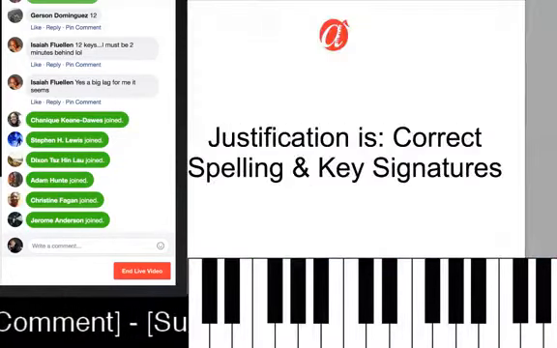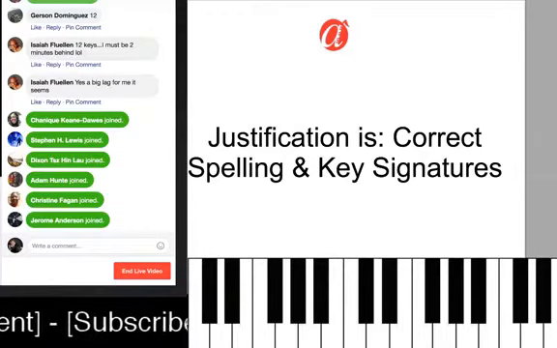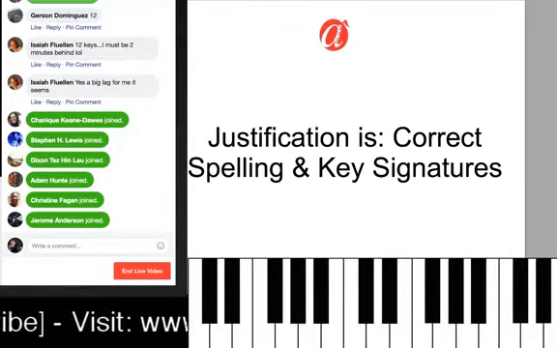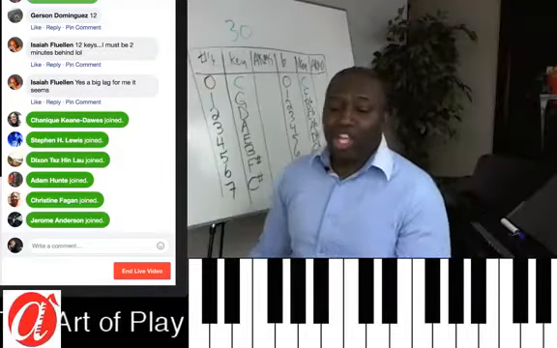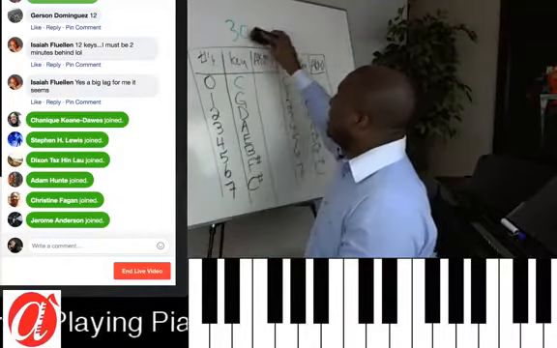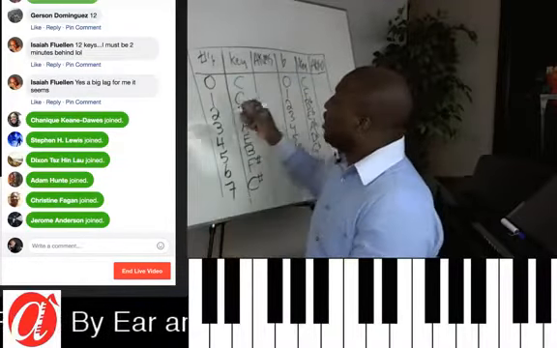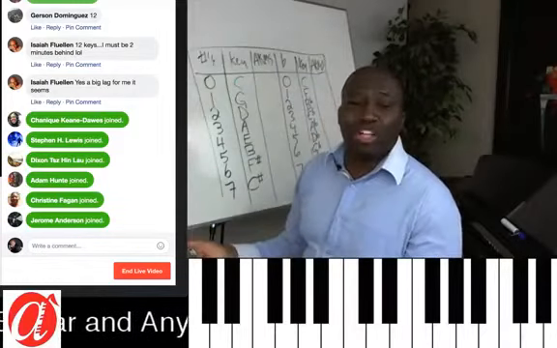So there is justification. Their justification is that, the theory actually said, you have to have the correct spelling, and it's based on the correct spelling and based on the correct key signatures, right? So I showed you the key signatures that they recommended, and they said the correct spelling. So those of you that don't know what they mean by correct spelling, I'll tell you what they mean by correct spelling. Correct spelling means this. Music has an alphabet, okay?